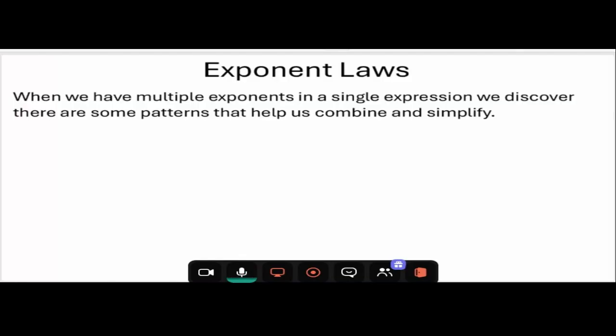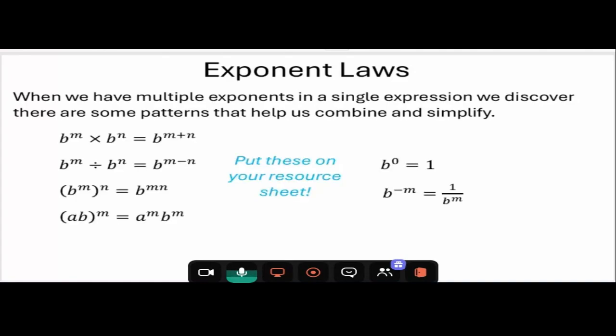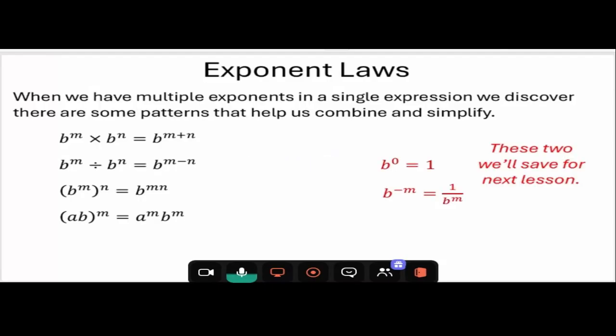So when you have more than one exponent in a single expression, there turn out to be some patterns that help us simplify. Different courses, textbooks and teachers would list what they consider the exponent laws. This is what I consider to be everything that will be useful for you. I'm going to suggest that you write those down on your resource sheet that you're allowed to have handwritten for your tests. We're going to do the 4 on the left in this lesson, and the 2 on the right we're going to save for the next lesson.